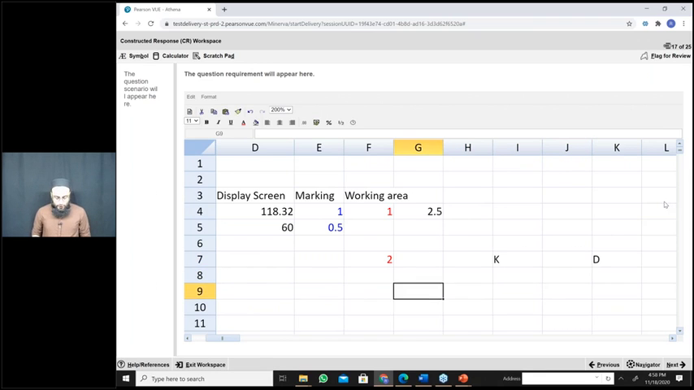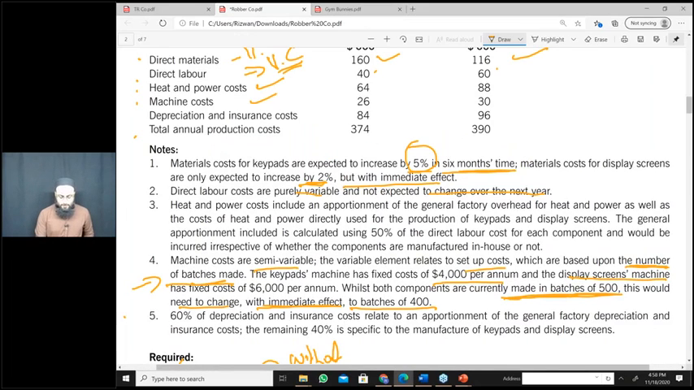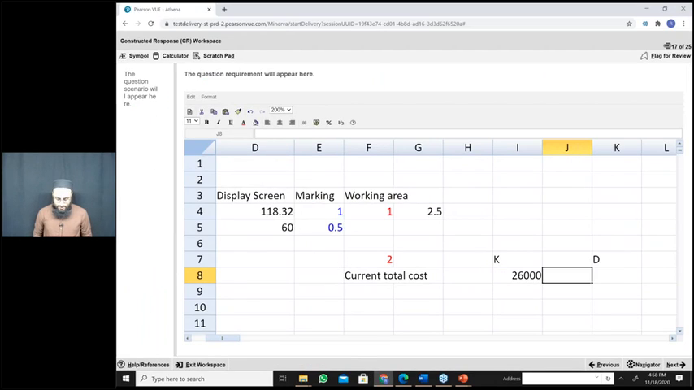Okay, let's look at the current cost. Current total cost. So what's the current total cost of display screen? It's 30 and 26. Okay, so 26 and 30.